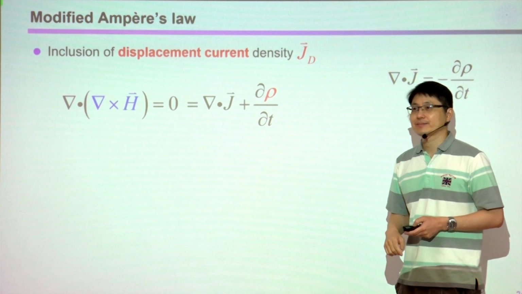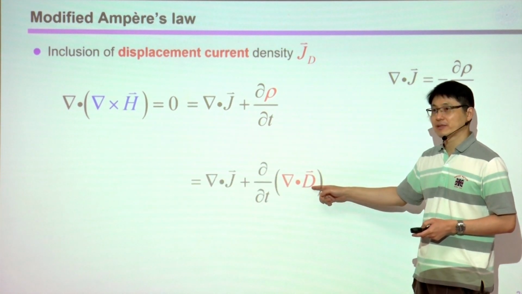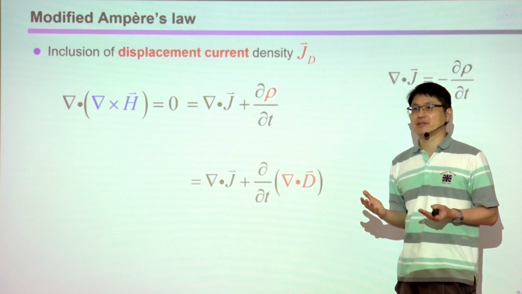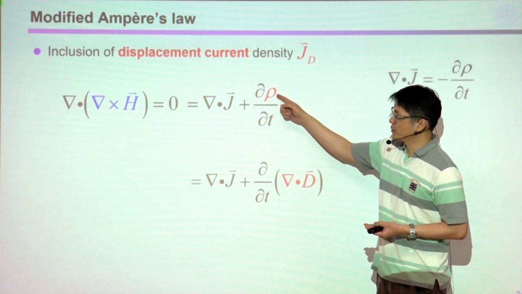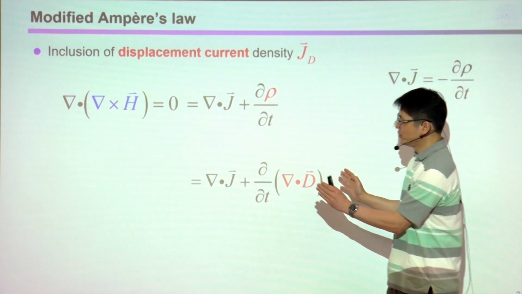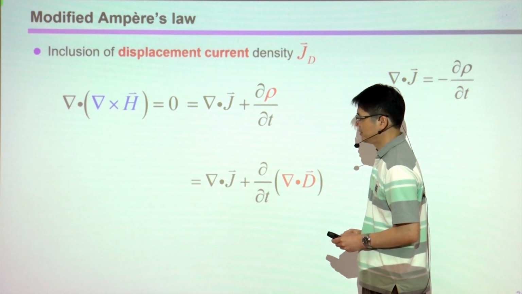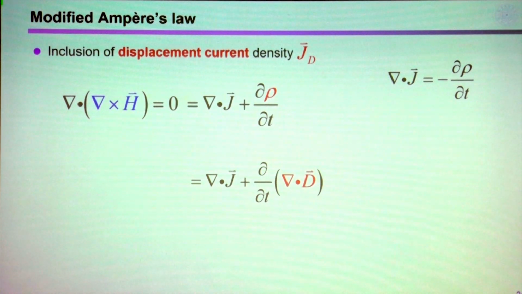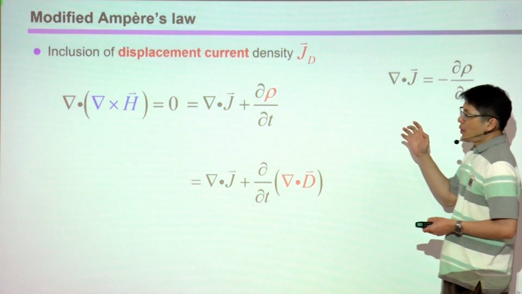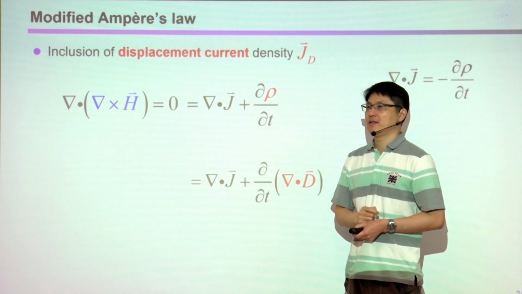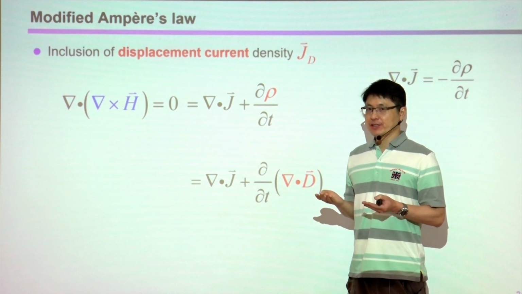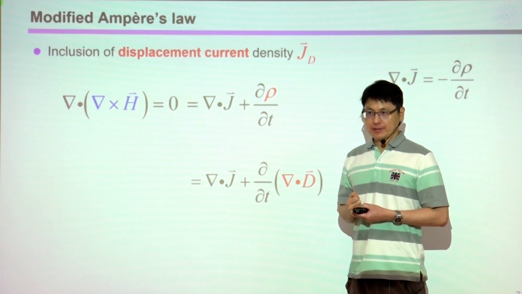What is rho? Rho is divergence of D, right? So he again borrowed from Gauss. Divergence of D is equal to rho. So now we look at this new equation. What have we learned? What is J? J is the free current density, right?